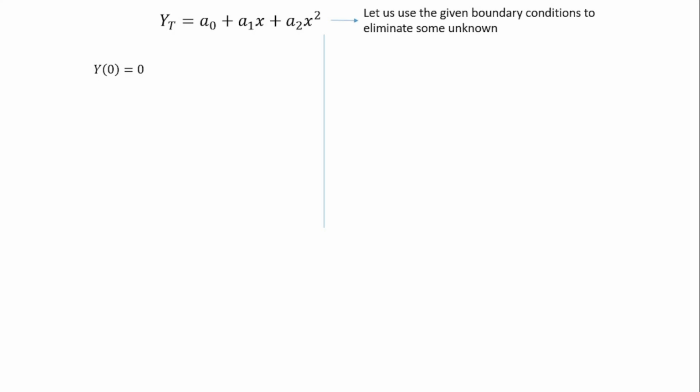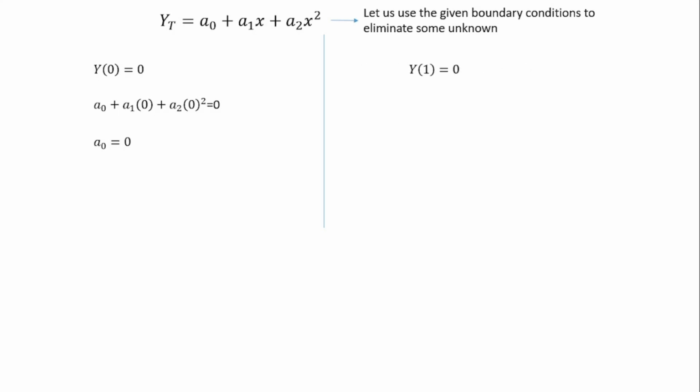If we put that into our trial function, we have a0 plus a1 times 0 plus a2 times 0 raised to power 2, all equal to 0. If you simplify this, 0 times a1 is 0, 0 times a2 is 0, 0 squared times a2 is 0, so what is left is a0, and we have that a0 is equal to 0. But that's not enough. What else were we given?